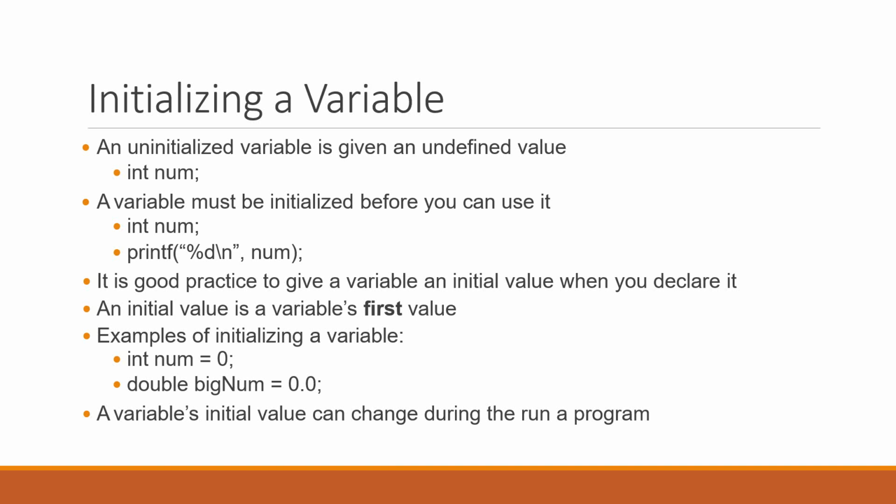For example, int num = 0, initializing num with an initial value of 0. double bigNum = 0.0, initializing bigNum with an initial value of 0.0. Additionally, a variable's initial value can change during the program's execution. This allows for dynamic behavior and adaptation based on the program's logic and input.